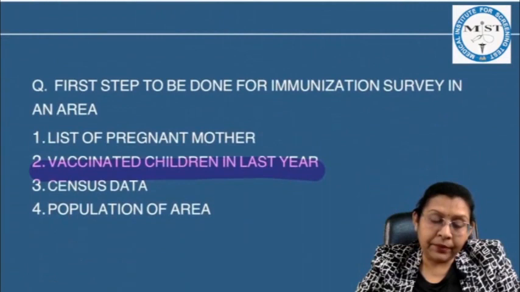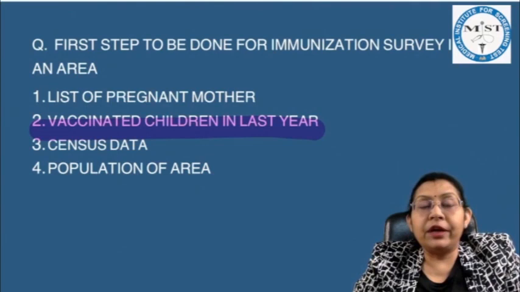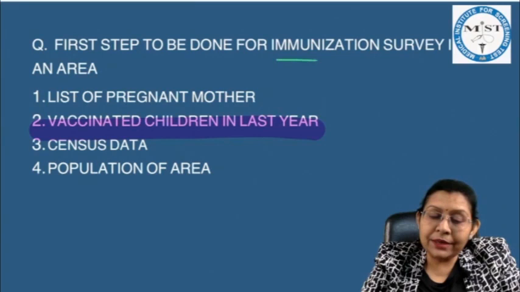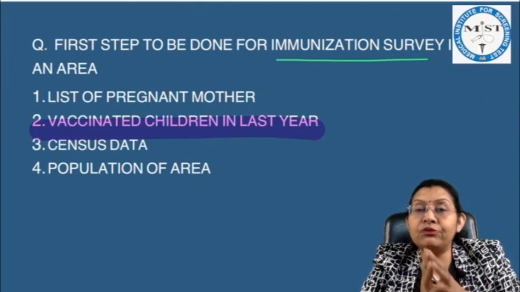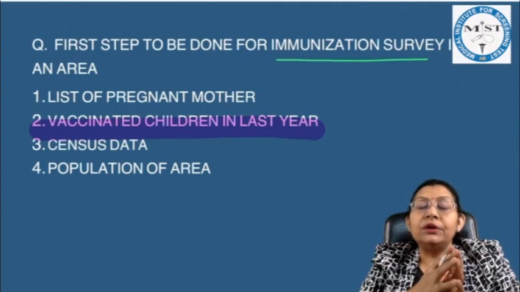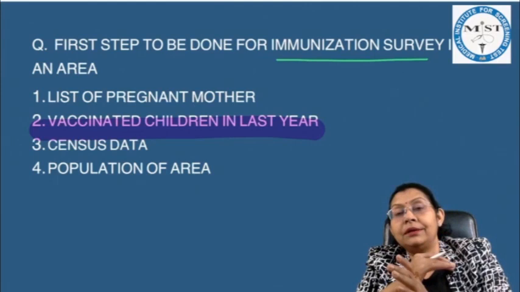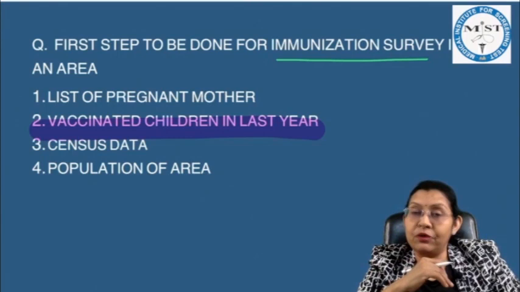The first step to be done for an immunization survey in an area. We know that immunization survey is done by cluster random sampling, and the age group of the children selected is between 12 to 23 months of age. So we have to find out the children of the last 1 year vaccinated, and then we'll see for how many vaccines they are left, and we are giving them the remaining left out vaccines. So the answer is the vaccinated children in the last year.